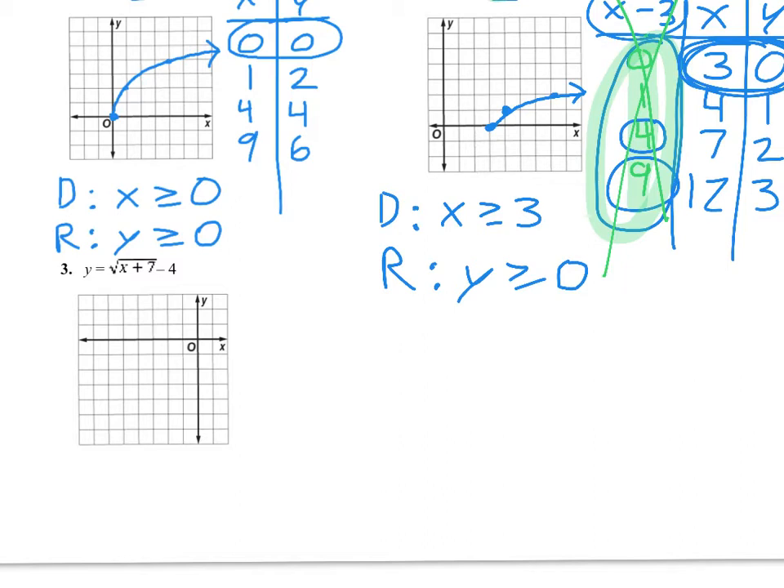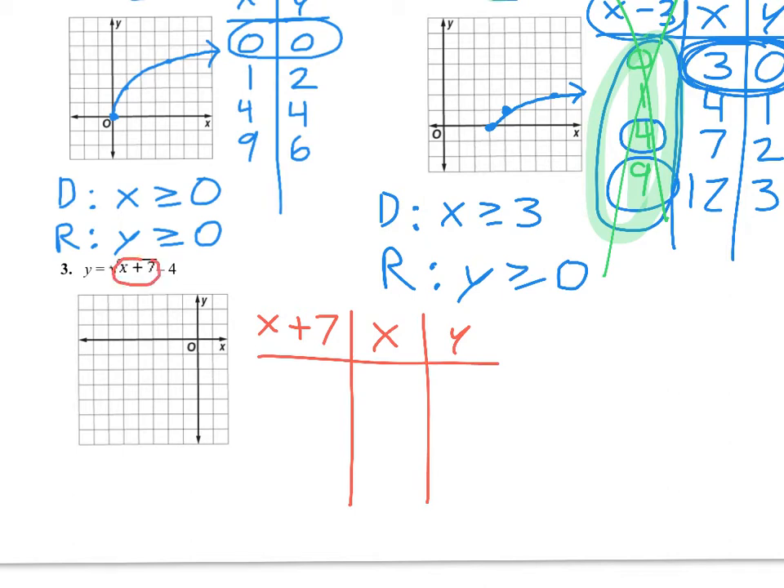Okay, so again, I'm going to make 3 columns. I have my radicand, x, and y. I want the thing under the radical to be a nice number that we can square root. So I'm going to plug in 0, 1, 4, and 9.